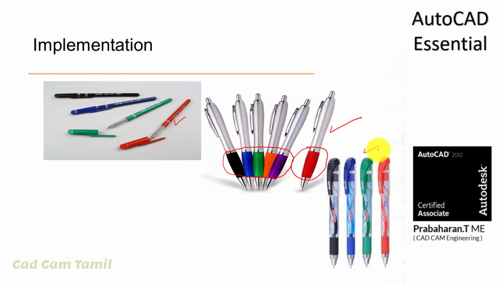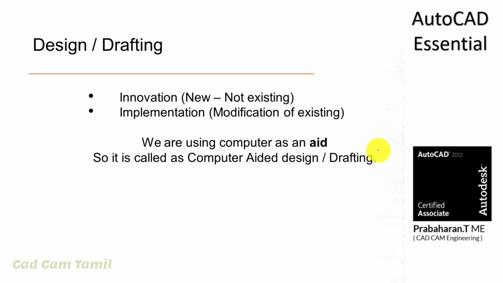To do such activity, to do such work, we need some drawing. So we can use our CAD program to do that drawing. This is called implementation. From this, I'm going to tell you innovation is nothing but something new that does not exist. Implementation is modification of an existing part. For both innovation and implementation, we can use our CAD program to draw a diagram. This is called a design.